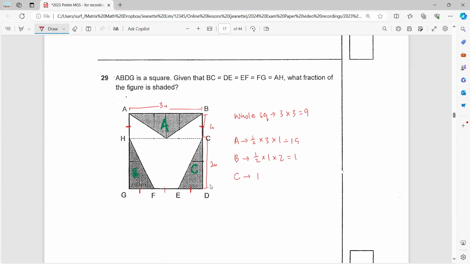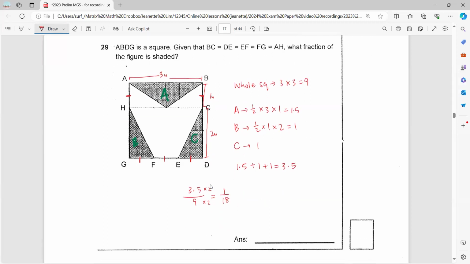So now the shaded parts, we'll add them up. 1.5 plus 1 plus 1, 3.5. So 3.5 out of the whole thing, which is 9. To make this into whole numbers in the numerator, we need to times 2, times 2. So 7/18. Okay, so 7/18 is the answer.